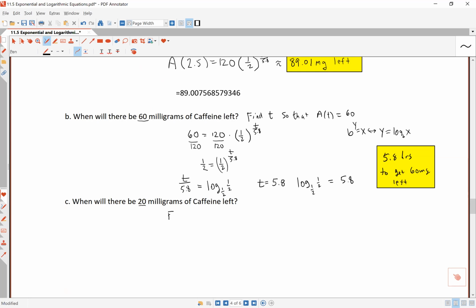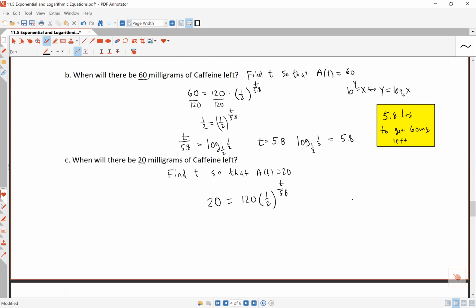We want to find T so that A of T is 20. 20 equals 120 times 1/2 to the T over 5.8. Isolating the exponential function, we divide both sides by 120 and we get 20 over 120 equals 1/2 to the T over 5.8. 20 over 120 is 1/6 equals 1/2 to the T over 5.8.